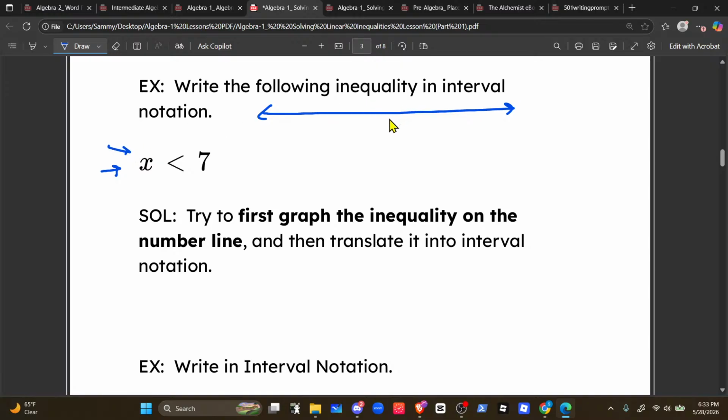So on the number line, this would be drawn as, so I could put a 0 there and then a 7. And since it's a strict inequality, I would do an open circle. And since it's all numbers less than 7, I would have an arrow pointing to the left, towards negative infinity. Okay? And in interval notation, we would read this graph from the left and go towards the right.